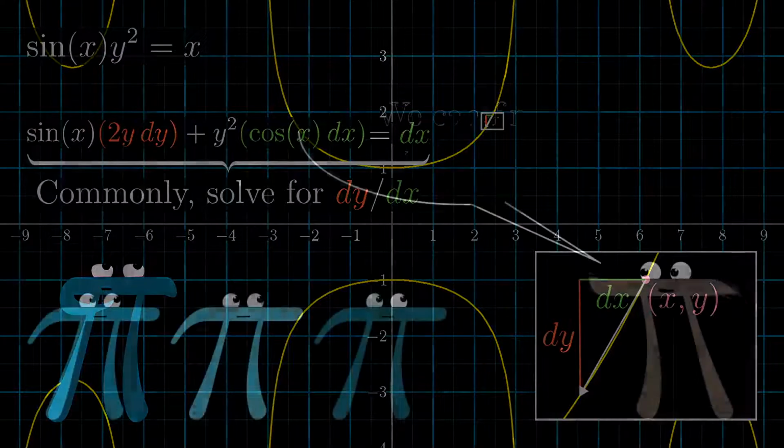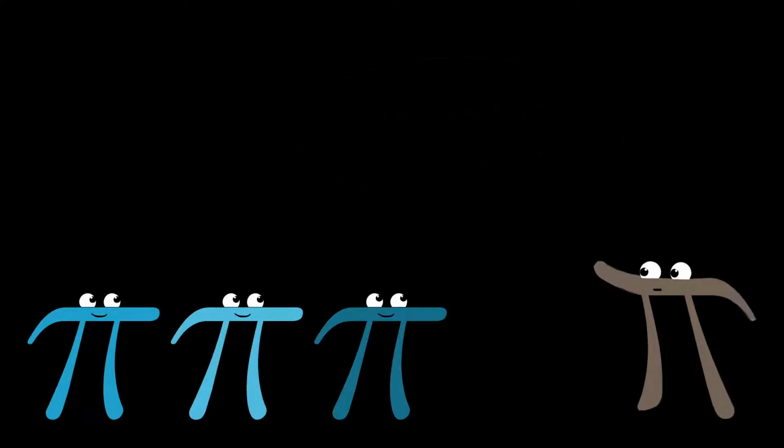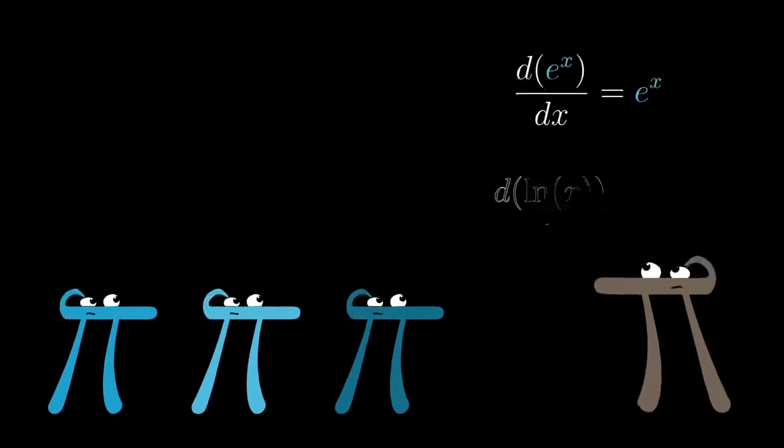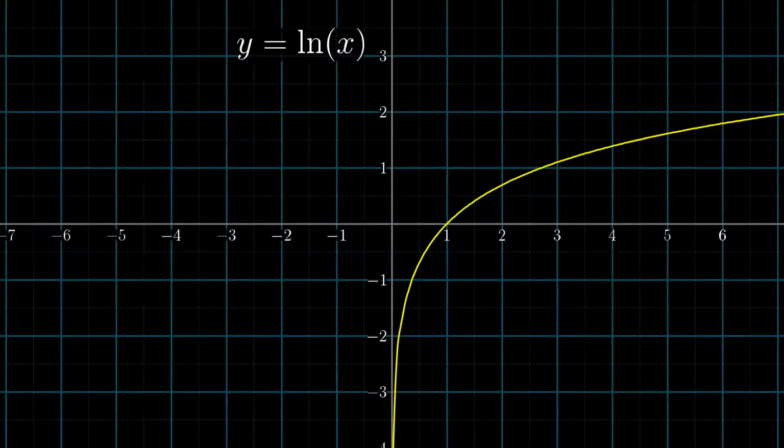As a final example here, I want to show you how you can actually use this technique of implicit differentiation to figure out new derivative formulas. I've mentioned that the derivative of e to the x is itself. But what about the derivative of its inverse function, the natural log of x? Well, the graph of the natural log of x can be thought of as an implicit curve. It's all of the points x, y on the plane where y happens to equal ln of x.